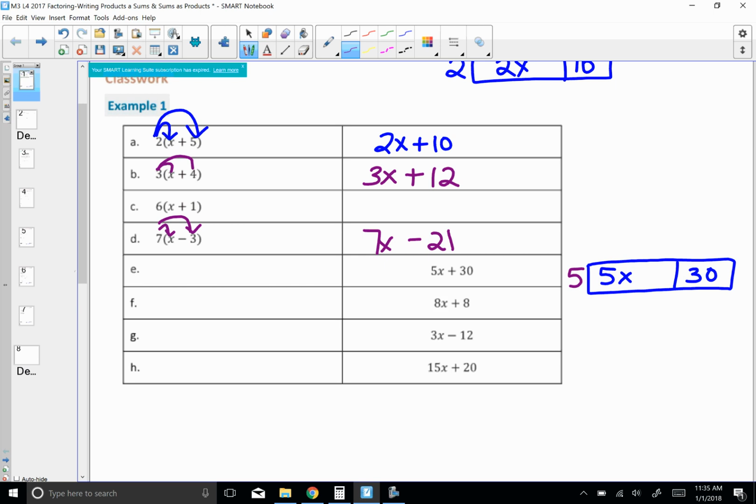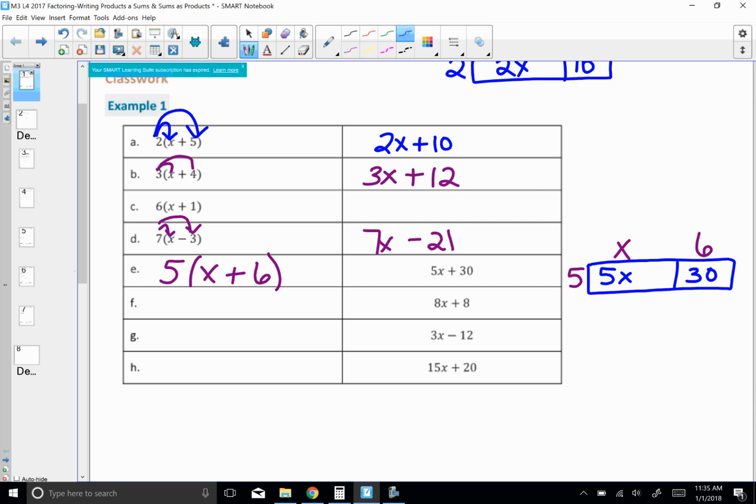If I look at the numbers, 5 and 30, they share a factor of 5. So if I'm making 5 copies, what am I making 5 copies of to get 5 x's? Right? x 5 times is 5x. 5 times how much is this answer of 30? 5 times 6 is 30. So this one, I multiplied the factors of 5 and x with a positive 6. Right? 5 times x is 5x. 5 times 6 is 30.